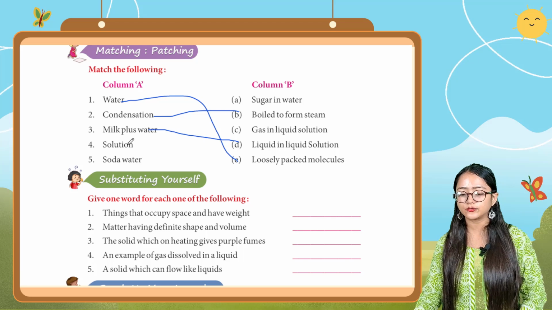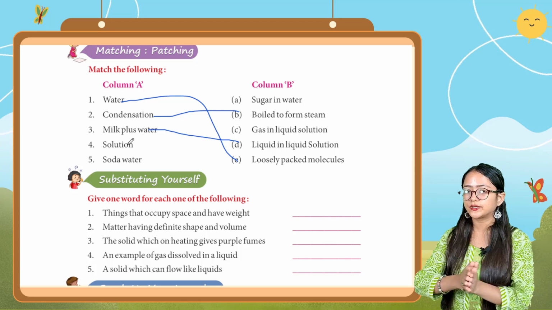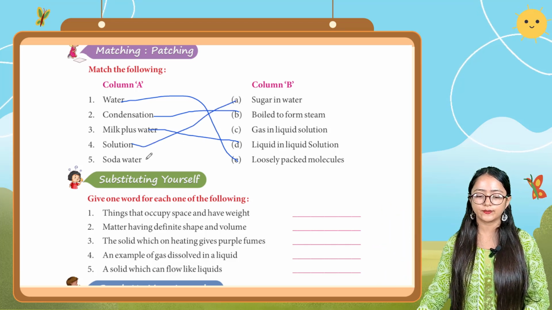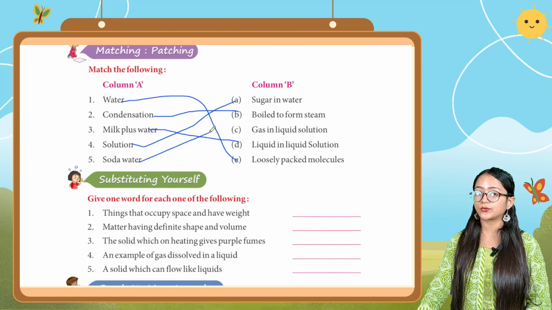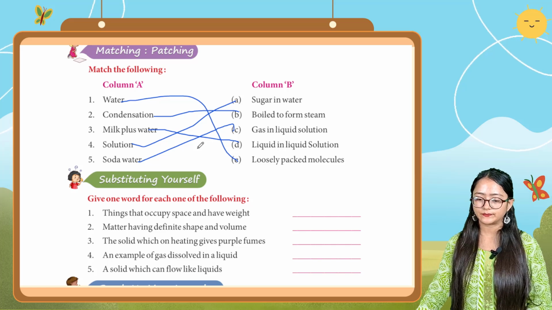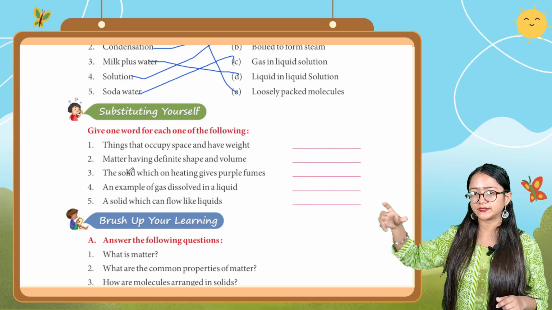Then comes the solution part. In this, it will match with sugar in water. Solution means when you dissolve something in water. So it will match with sugar in water. Okay. Next comes the last one, that is soda water, and it is gas in liquid solution. Okay, so this soda water is gas which is present in the liquid solution.